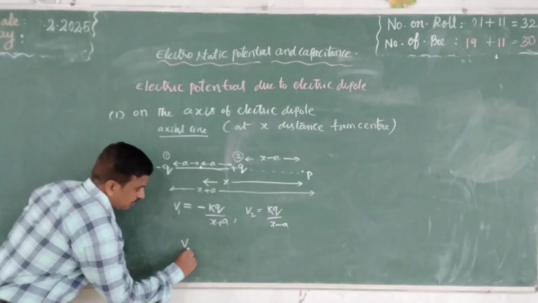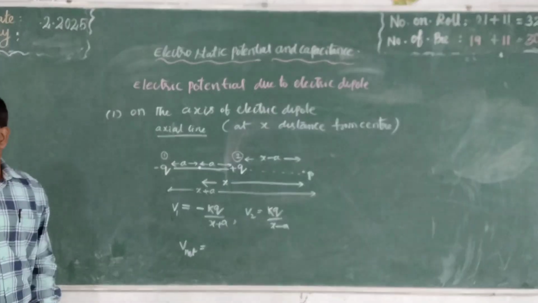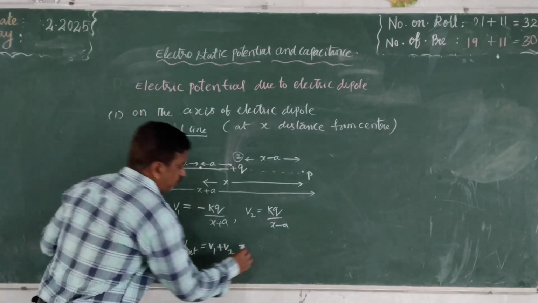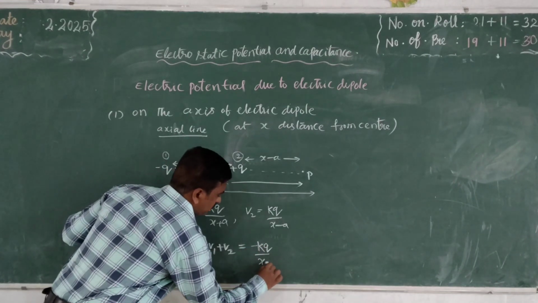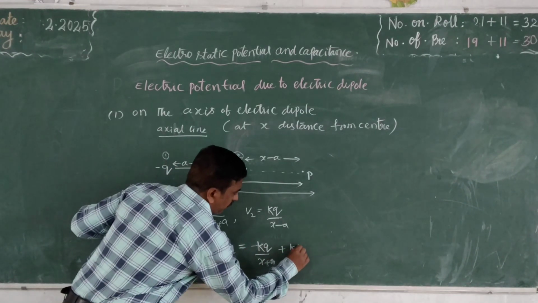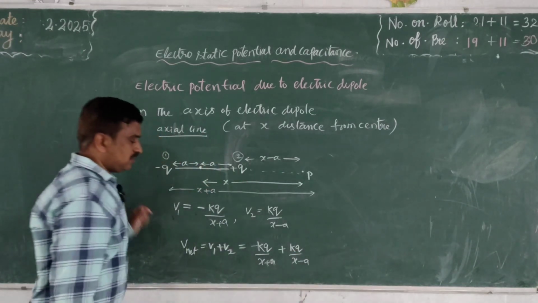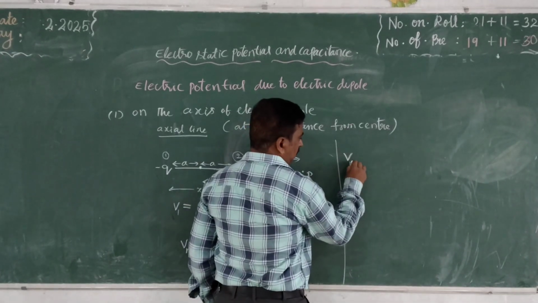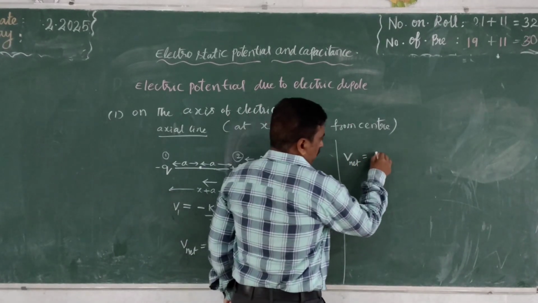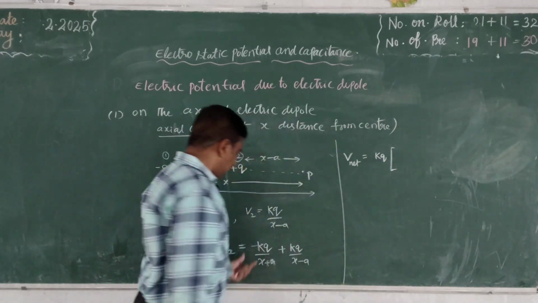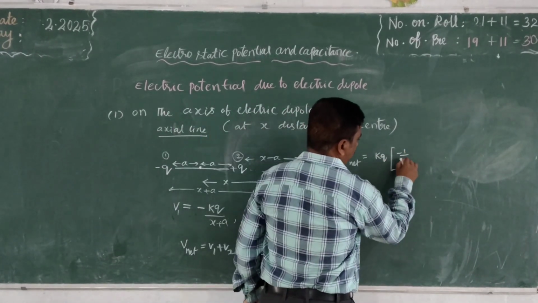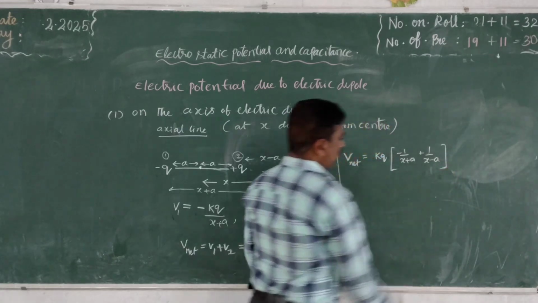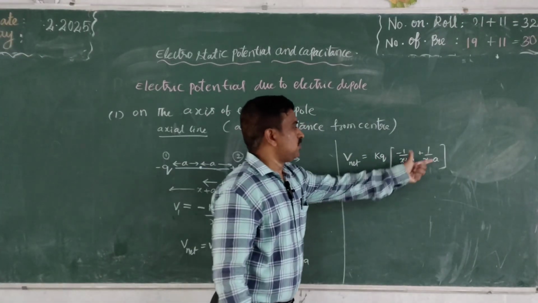We write the net potential at P: V1 plus V2. What is V1 here? Minus kq by x plus a. What is V2 now? kq by x minus a. Here kq is common, so we can take it common. Net potential equals kq times, minus 1 by x plus a plus 1 by x minus a.